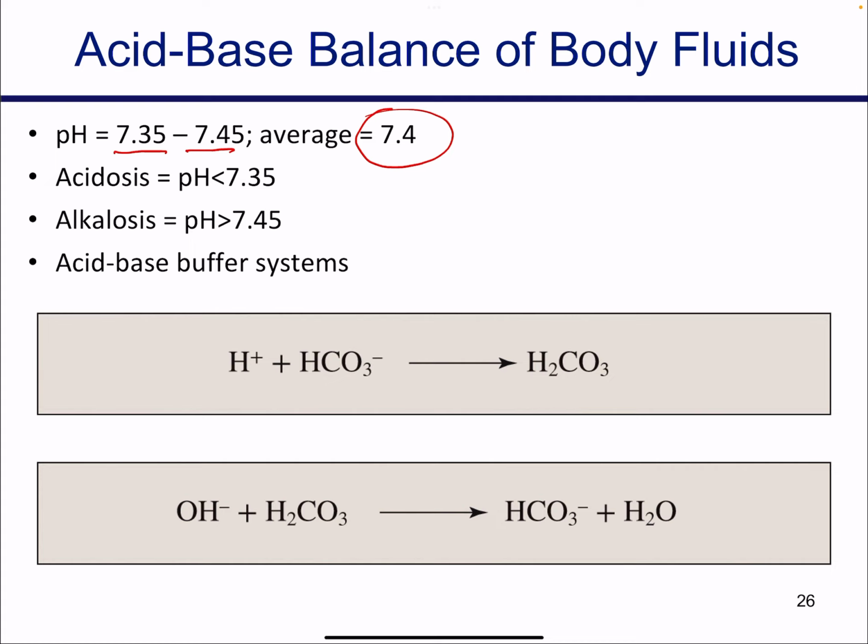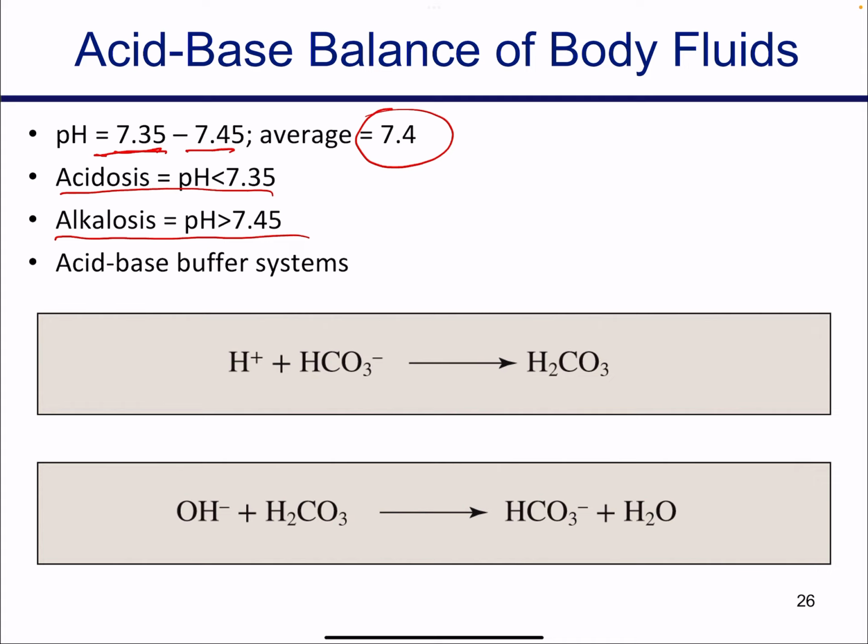That's the normal condition. Below 7.30, below 7.35, we are in acidosis, right? While above 7.45, we are in alkalosis, which are both conditions that are not acceptable to the body. So the body has to create a system by which an internal pH is maintained at 7.4.